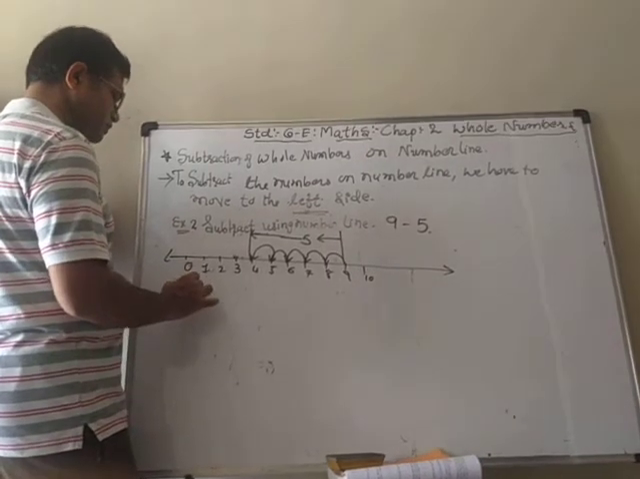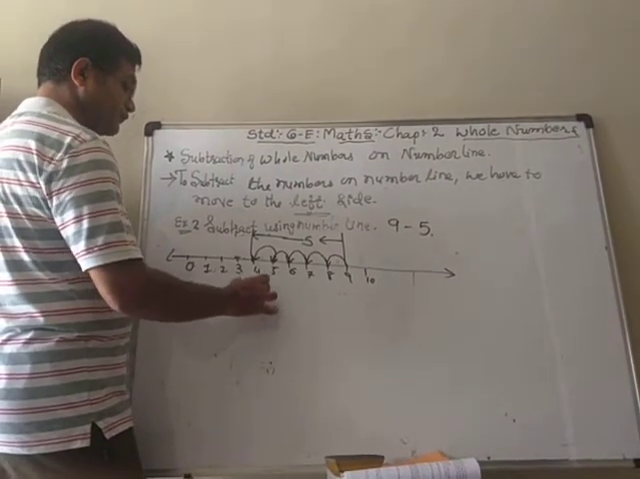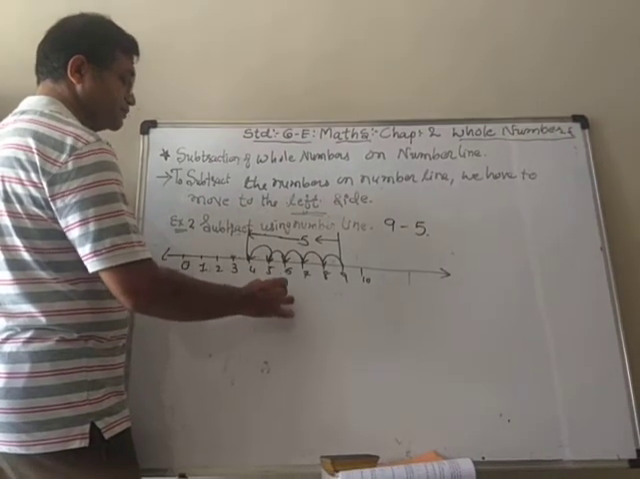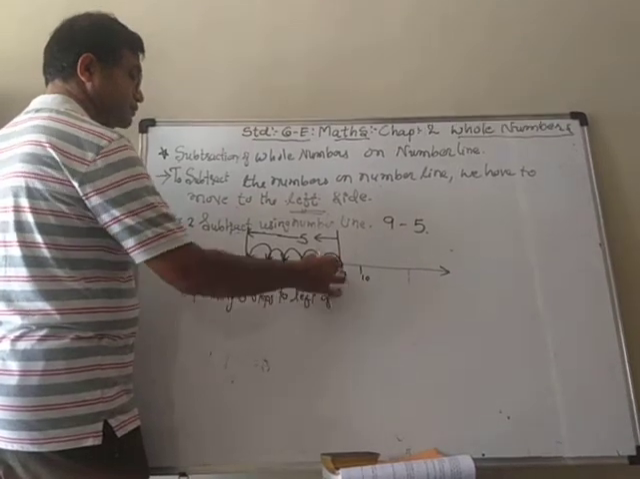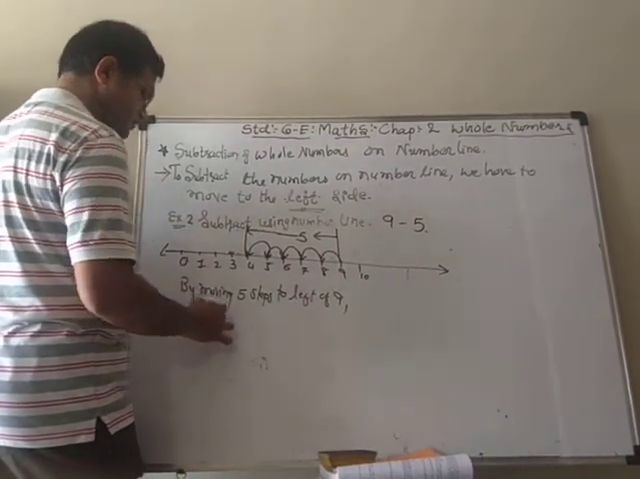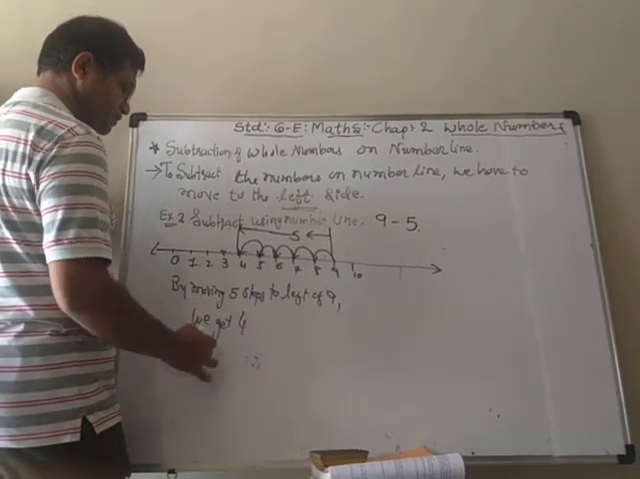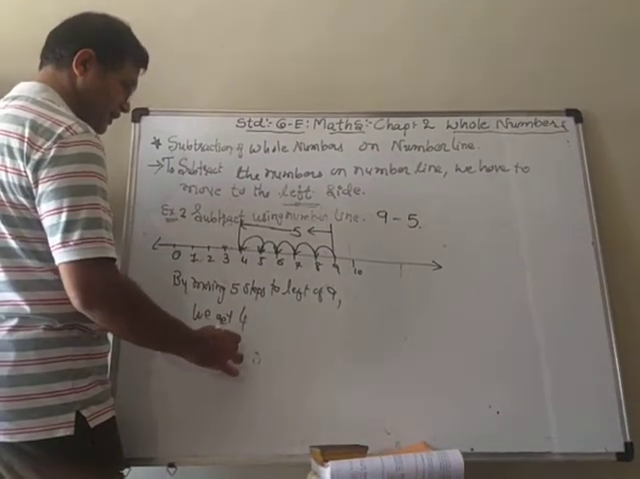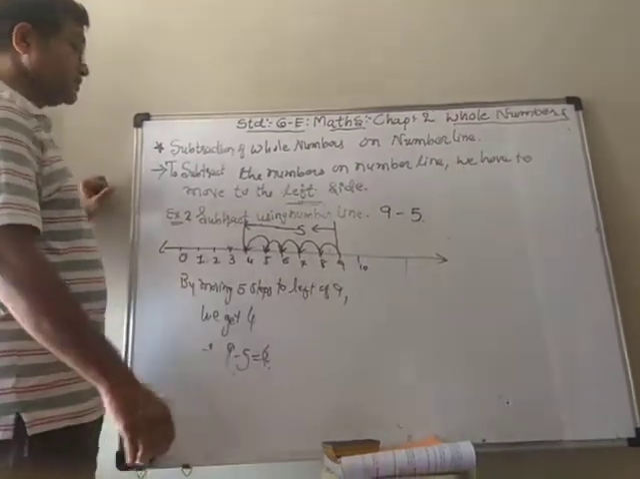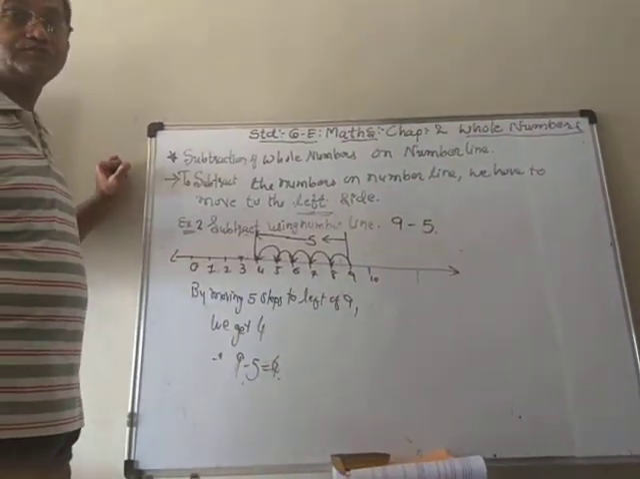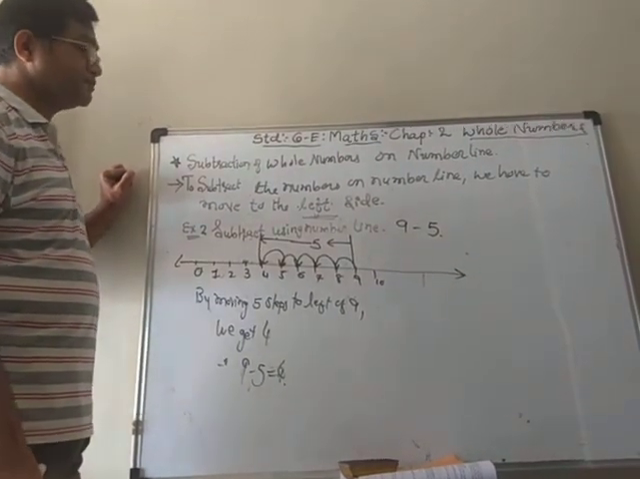So by moving 5 steps to the left of 9, we get 4. Therefore, 9 minus 5 is equal to 4. So it is very, very easy.